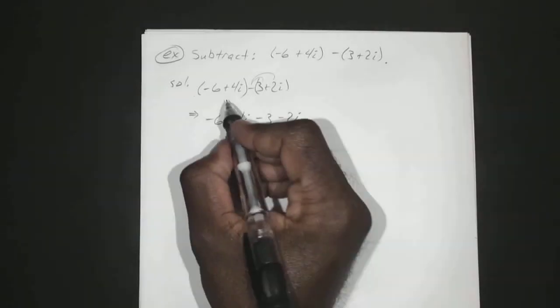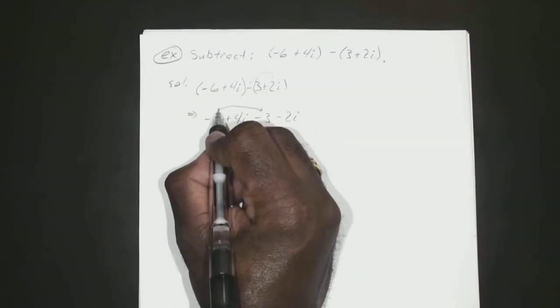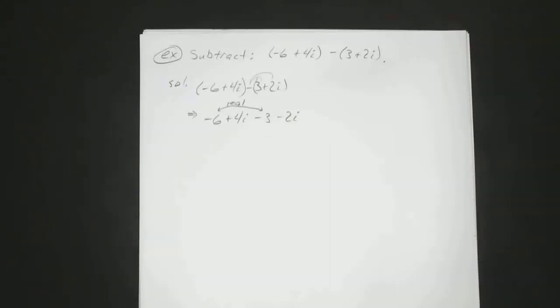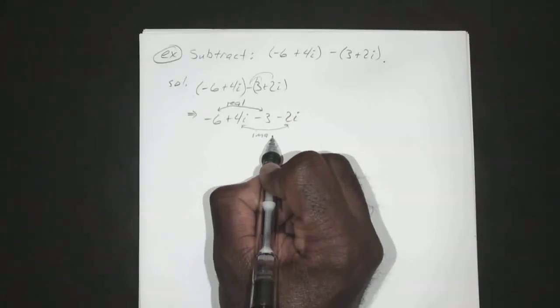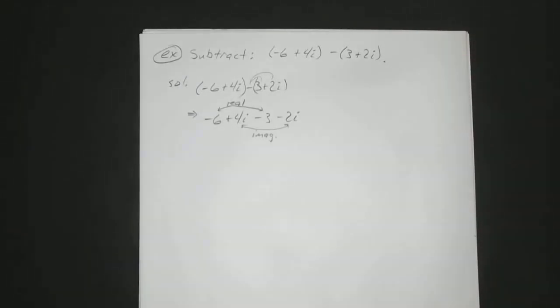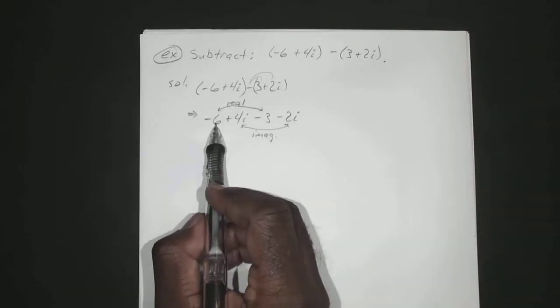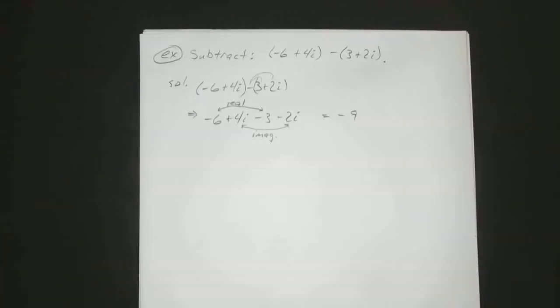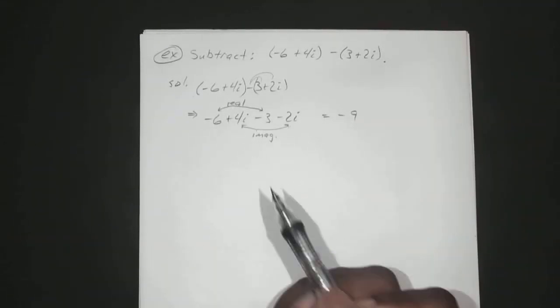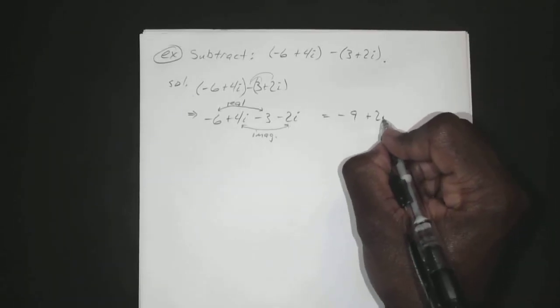And just like we did before, we combine our real parts and we combine our imaginary parts. Okay, so you have -6 minus 3 is -9. And 4 minus 2 is 2. So you have plus 2i.